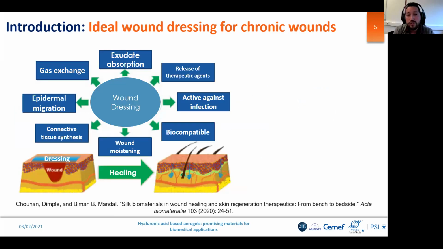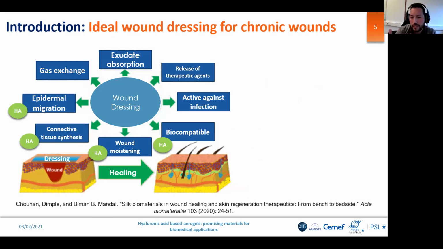So for the chronic wounds, a specific type of wound dressing is necessary. And this wound dressing has to have ideal characteristics. For example, you see here in the slide, in the down part, these characteristics of an ideal wound dressing are related to the type of material that you are using. It's necessary a material that helps the production of connective tissue, keeps the moisture in the wound site, and is biocompatible. This is possible with the hyaluronic acid.